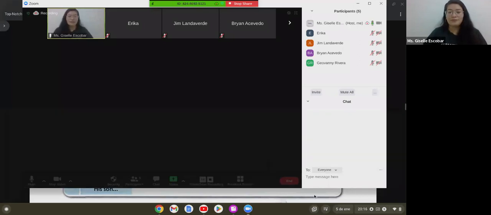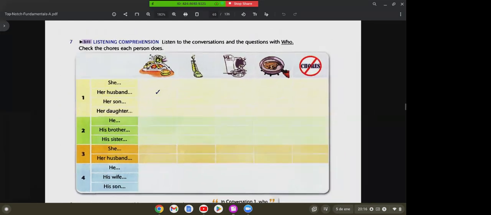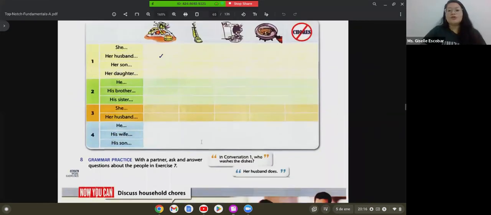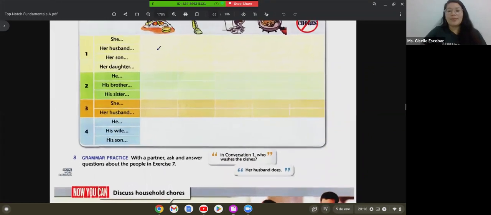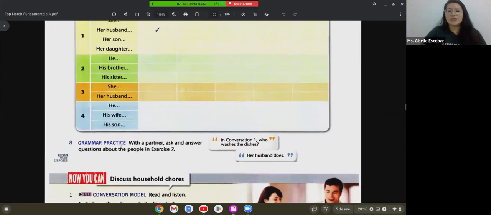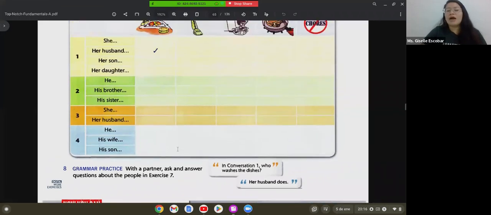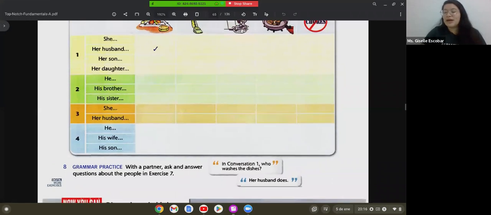So let me start sharing my screen one more time. Oh, I'm sharing my screen. So do you see my screen? Yes, perfect. I see you. Awesome. So we have right now a grammar practice. In this grammar practice, it is asking us to ask and answer questions about the people in exercise 7. So we are going to have around 4 or 5 minutes.